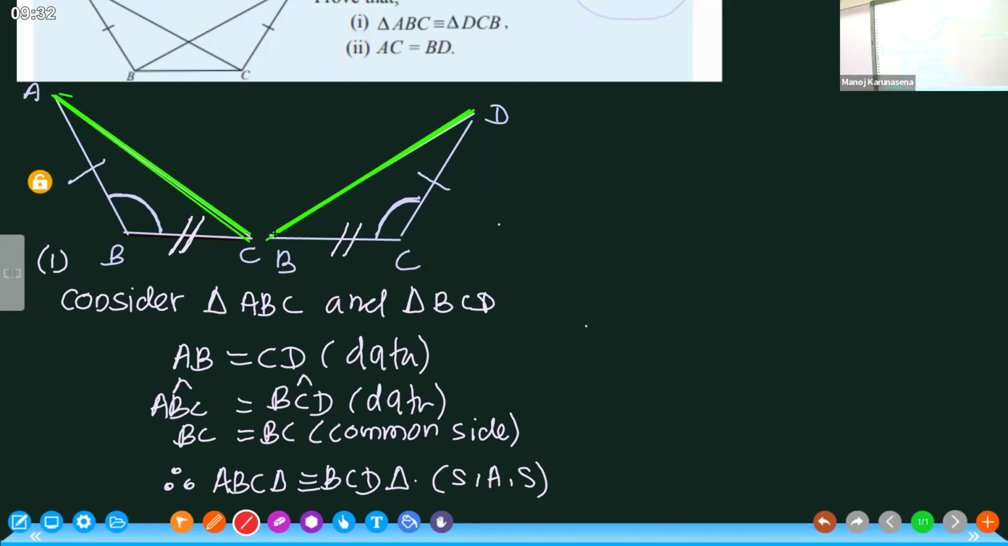Corresponding elements of congruent triangles are equal.